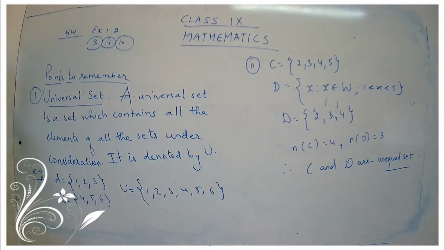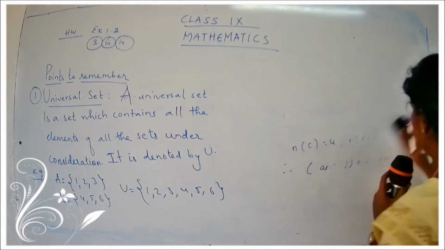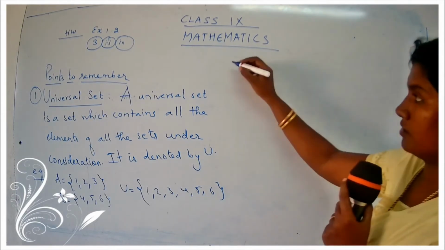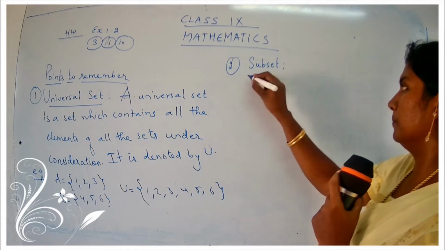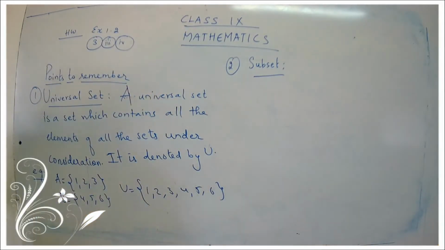Okay, let's go for the second point. Second point is subset. Give the next heading subset. Let's start on the second point. I hope you have completed your first point and you are clear with the first point. What is universal set? Yes? Let's go for the second one.